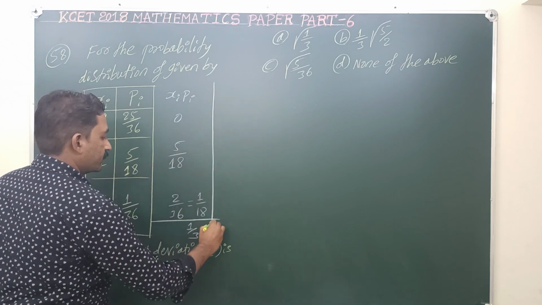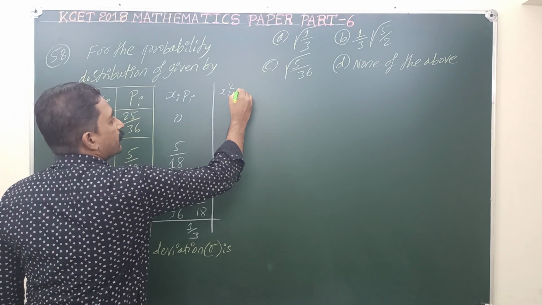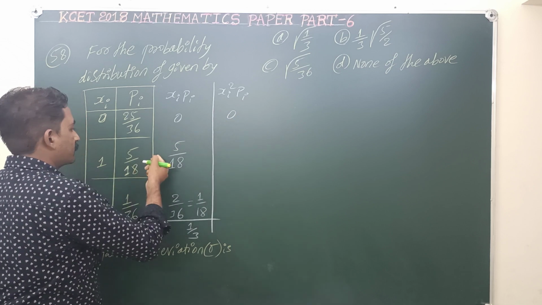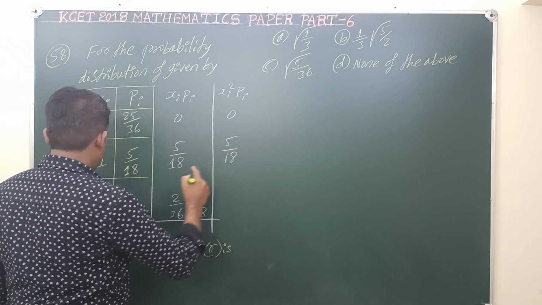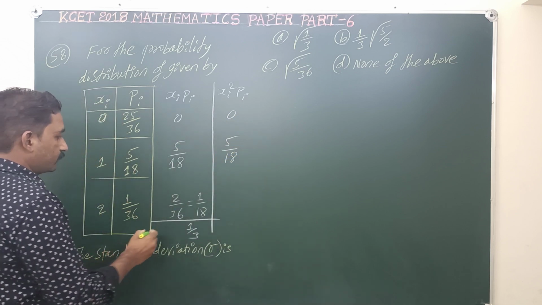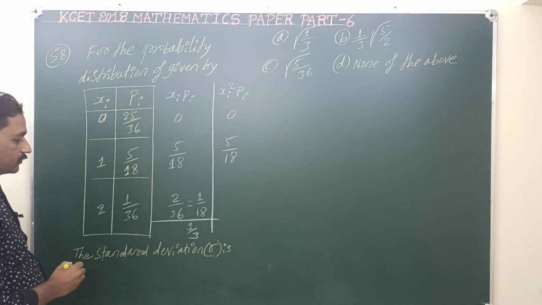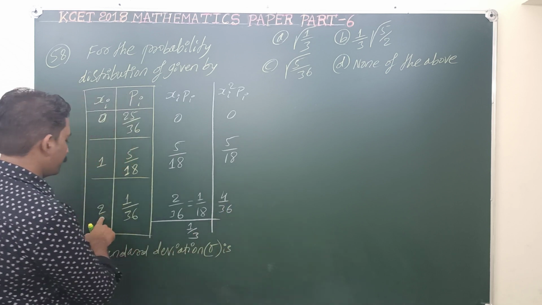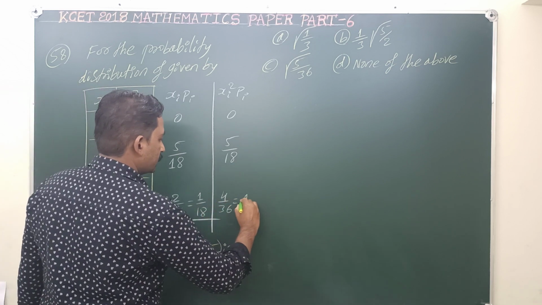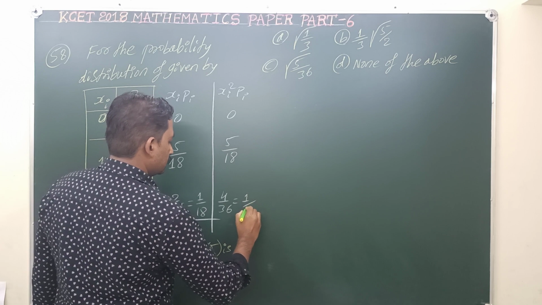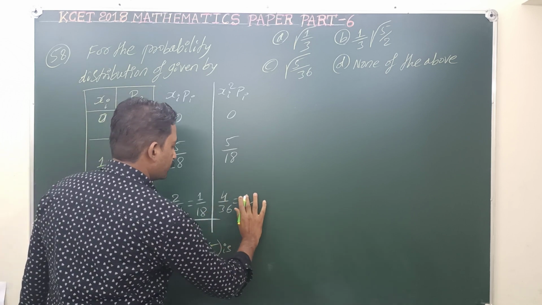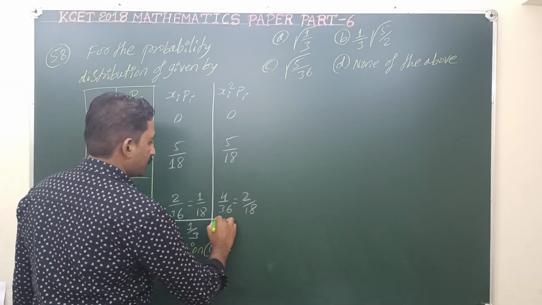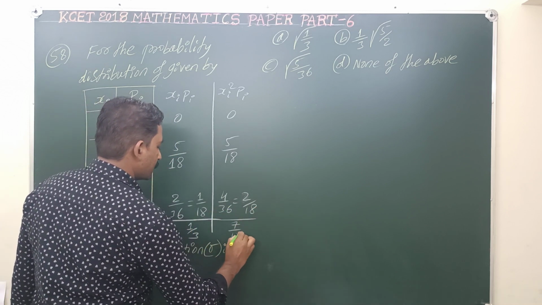Now we have to find xi square into pi. 0 square into 25 by 36 is 0. 1 square, same as it is, 5 by 18. Next, 2 square is 4 by 36. 4 by 36 means 1 by 9. 2 square 4 by 36, 1 by 9. In this case, 2 2s are 4, 2 8s are 18s. 5 plus 2 is 7 by 18. This is the sum.